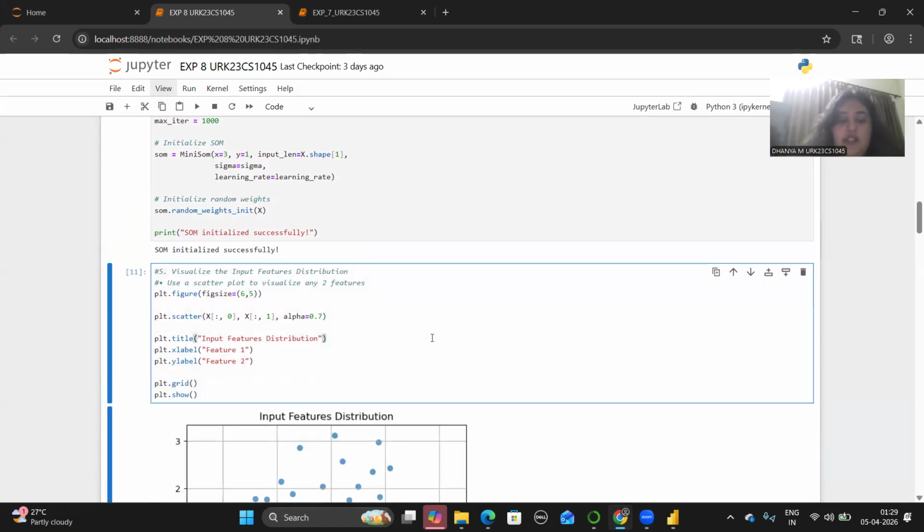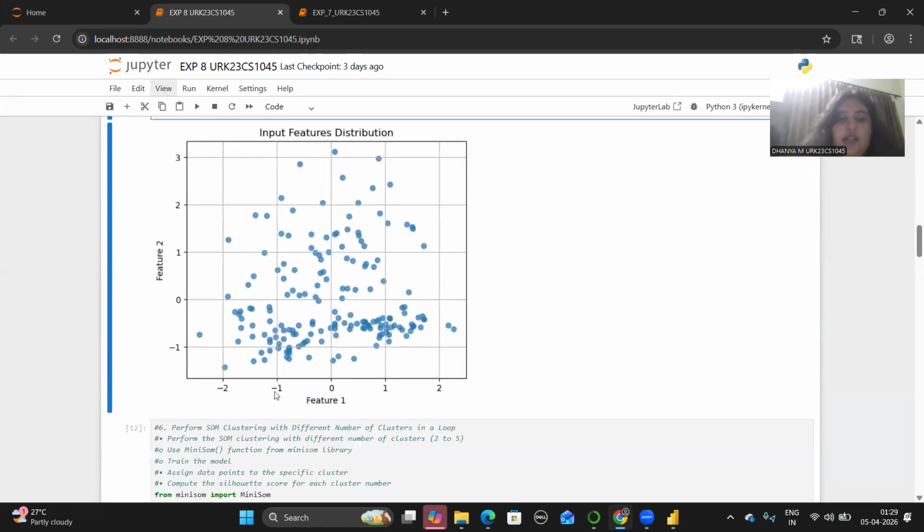And for the fifth question, I visualized the input features distribution, where the x-axis contains feature 1 and the y-axis contains feature 2. Here I performed a scatter plot for that.